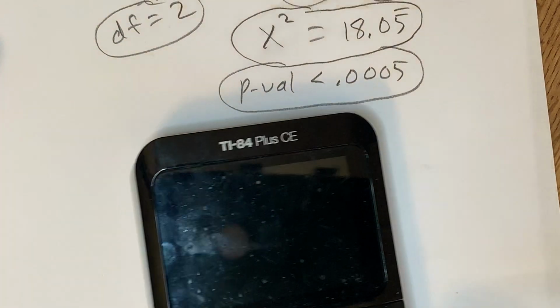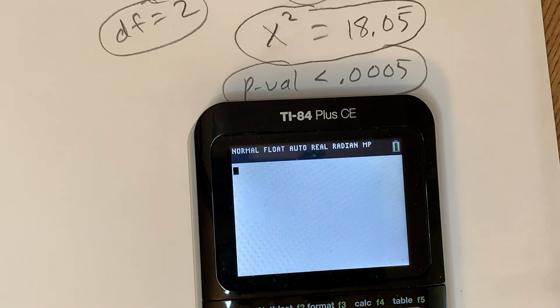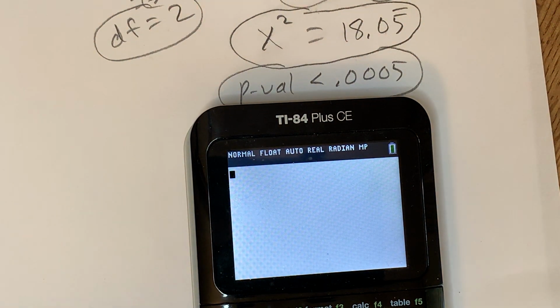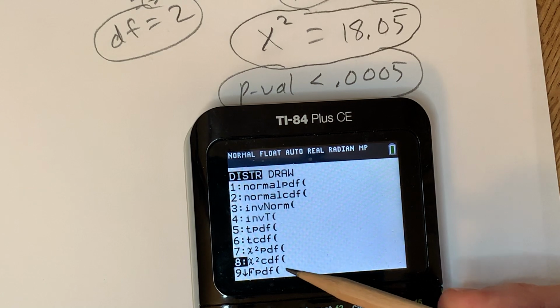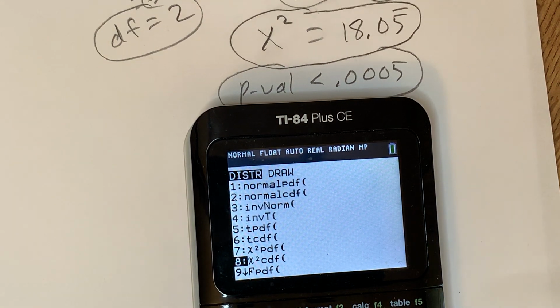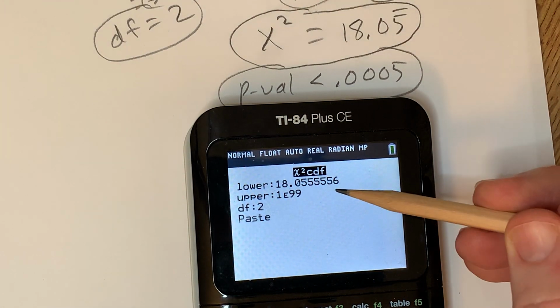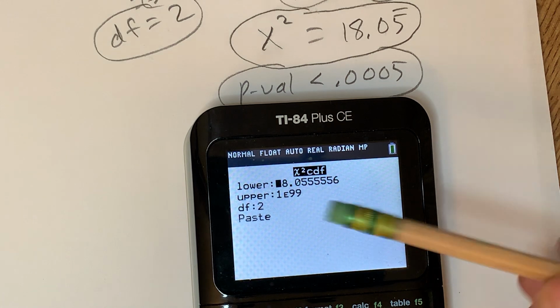So once you find your chi-squared test statistic and your degrees of freedom, you can use chi-squared CDF. We'll go second distribution, and down to chi-squared CDF right there. We'll never use chi-squared PDF. A chi-squared is always going to be that value or bigger, because it's squared, it's always positive. And a p-value is the probability of getting that or more unusual, so it'll always be your chi-squared test statistic to infinity.